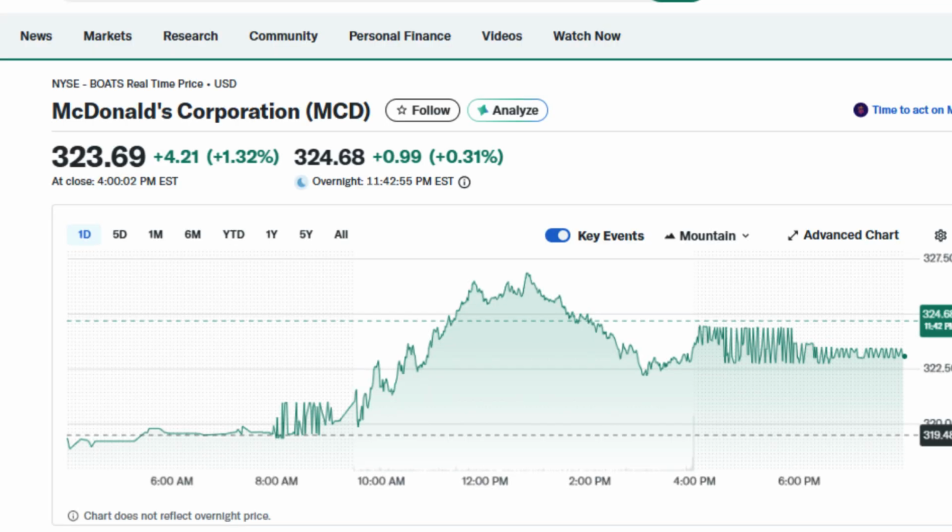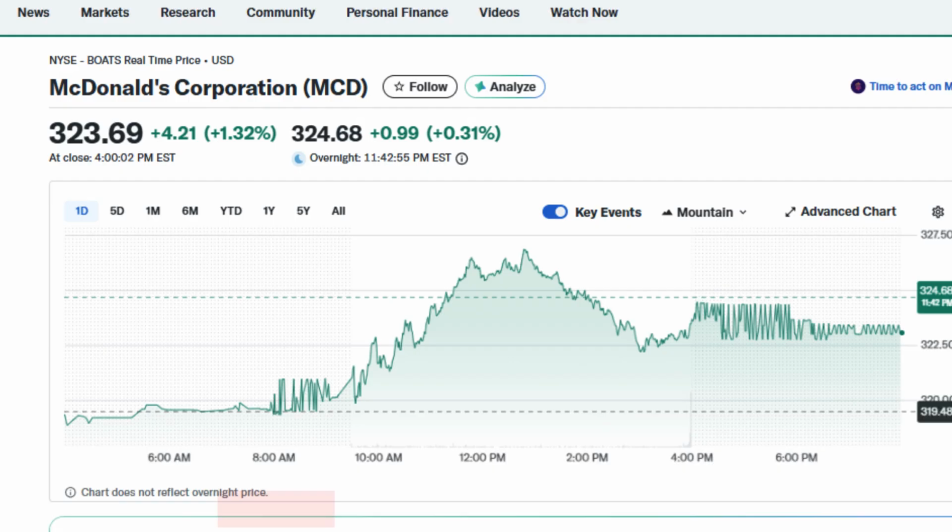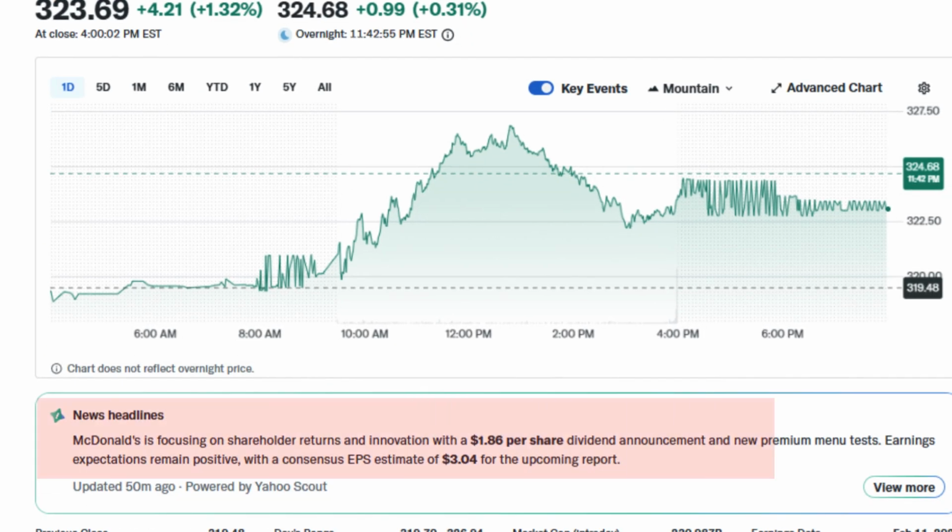Below the chart, Yahoo reminds us that the chart does not reflect overnight prices, which is important to keep in mind when comparing prices. Next, we move down to the news section, where Yahoo summarizes the latest headlines related to McDonald's. In this example, the headline mentions shareholder returns, dividend announcements, and earnings expectations. This gives investors quick context about what's driving attention around the stock right now.